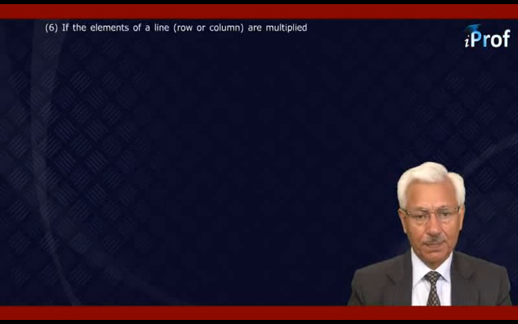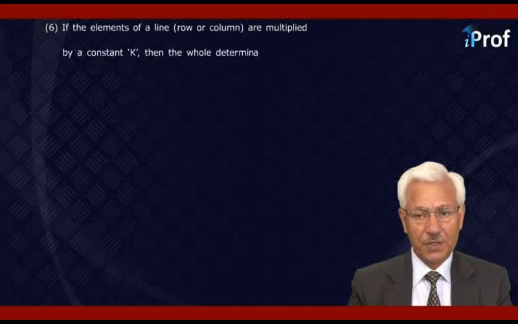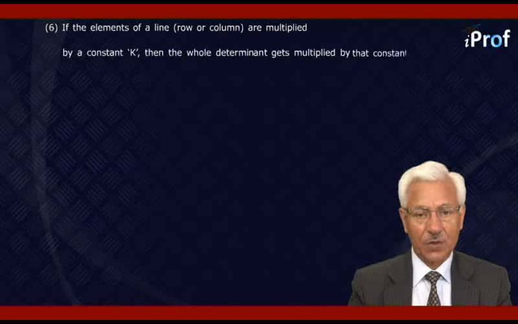The next property, number 6, is if the elements of a line, row or column, are multiplied by a constant k, then the whole determinant gets multiplied by that constant.